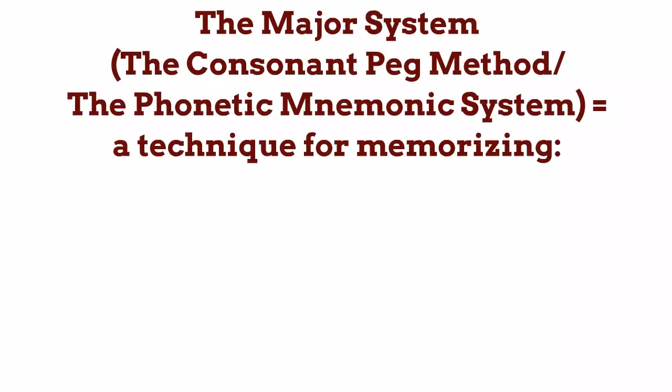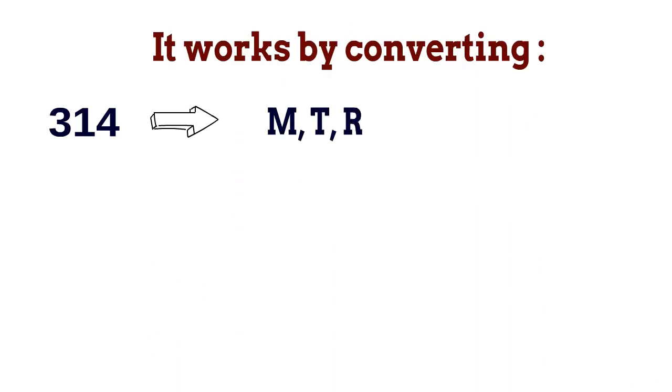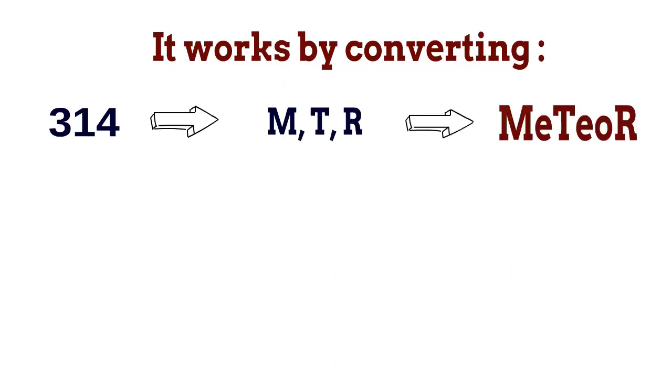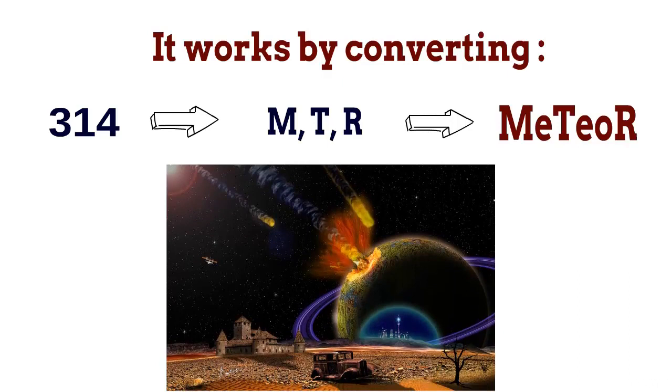The major system, also called the consonant peg method or the phonetic mnemonic system, is a very efficient technique used to memorize numbers, shuffle playing cards, dates, historical facts, and other long abstract sequences of items. It works by converting number sequences into consonants, consonants into words by adding vowels, and the words into images. Then, by linking these images into sequences, little stories, we create unforgettable memories for the numbers.